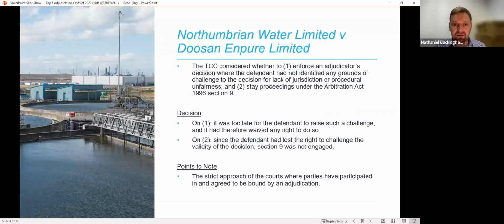So our first adjudication case is Northumbrian Water versus Doosan Enpure. And I'll give some background to this case first of all. So Northumbrian Water, the employer, engaged Doosan Enpure, the contractor, to design and construct an upgrade to water treatment works under NEC 3 option C conditions.